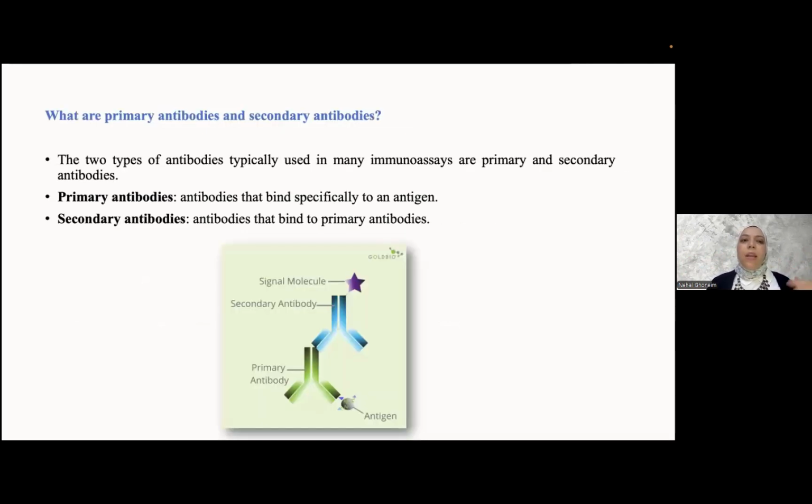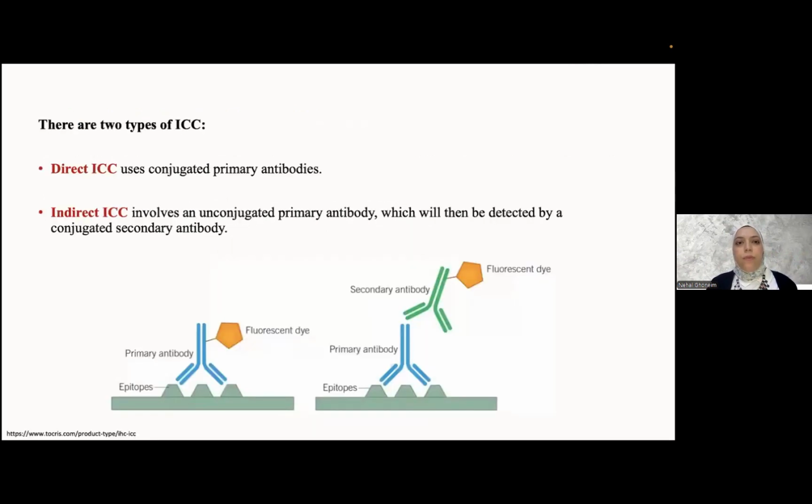So what is the meaning of antibodies used? Primary antibody, secondary antibody. What is the difference? Primary antibodies are the antibodies that bind specifically to the antigen of interest, or to your target. And the secondary antibodies are the antibodies that bind to the primary antibody and not directly to the target of interest, the protein of interest.